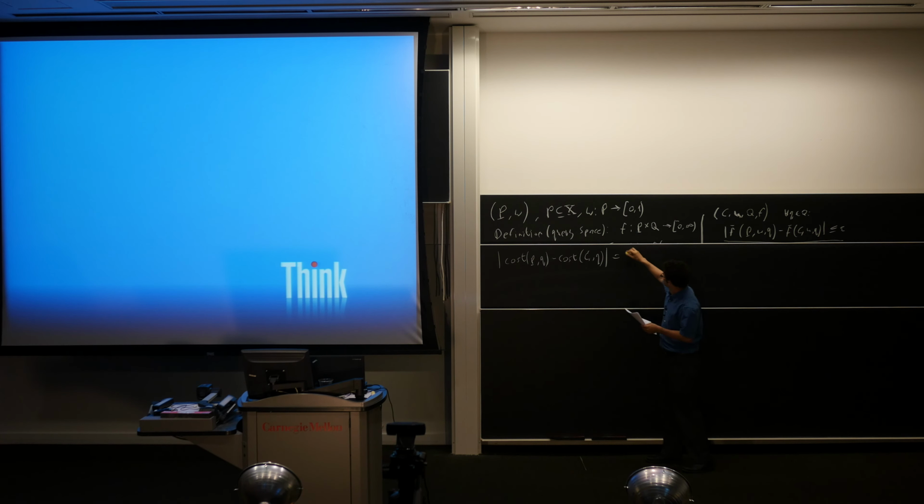Why? Because the cost is just this, right, where the sum is over the points in the original set. And on the other side, we have this set, the points on the coreset, with their weights.